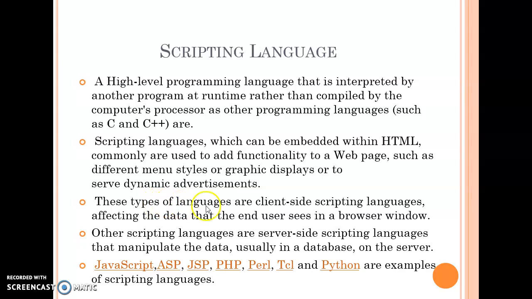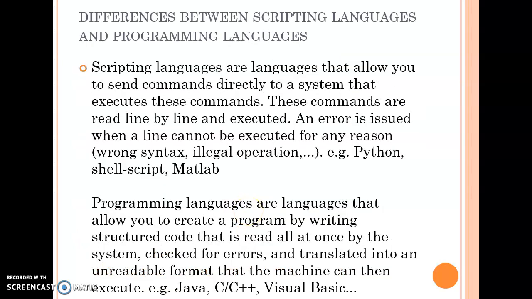There are two types of scripting languages: client-side scripting languages and server-side scripting languages. Client-side scripting languages affect the data that the end user sees in a browser window, like HTML is a client-side scripting. The other scripting languages are server-side scripting languages, which manipulate the data, usually in a database on the server. Server-side scripting language examples are JavaScript, ASP, JSP, PHP, Perl, Python.